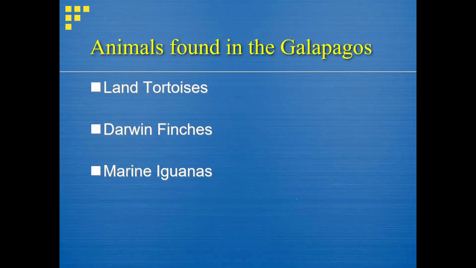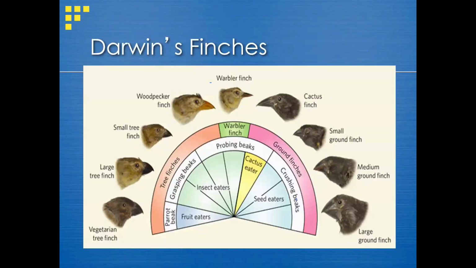And then the next thing, what are the animals that are found in the Galapagos? There is the land tortoise, there are Darwin finches, and there are also marine iguanas. So these are the kinds of organisms that are found in the Galapagos Islands. These are the Darwin finches.